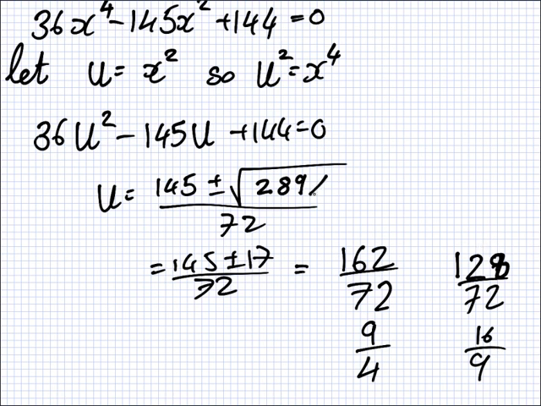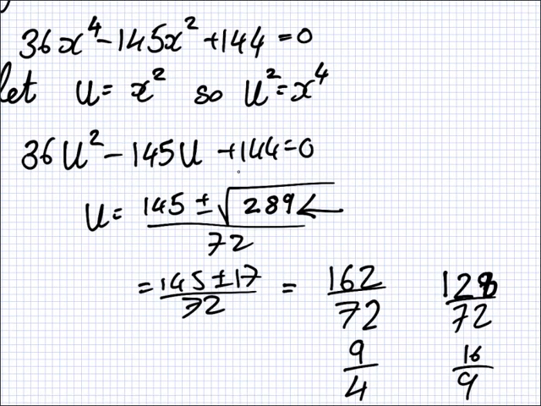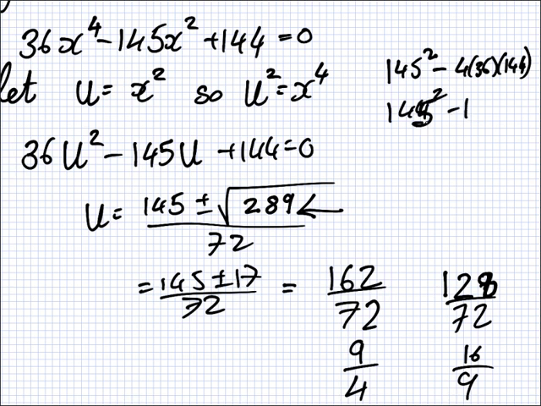Is anybody curious how I got the 289 so quickly in my head? Yes. So I spotted there's a trick here. It's b squared, which is 145 squared, minus 4 times 36 times 144. Now you can easily do 4 times 36, it's 144, because you multiply 36 twice by 2. 36 doubles to 72 and doubles again to 144. What's 144 by 144? 144 squared.